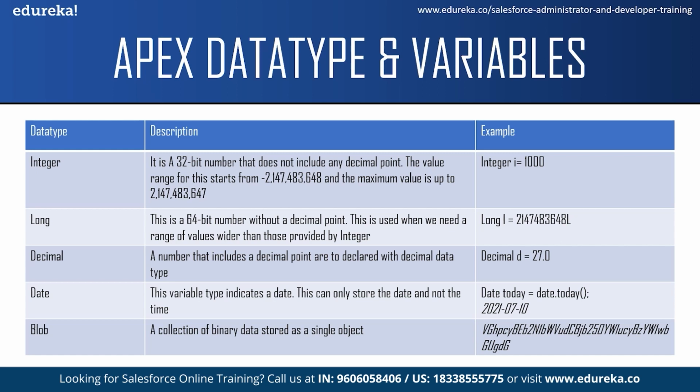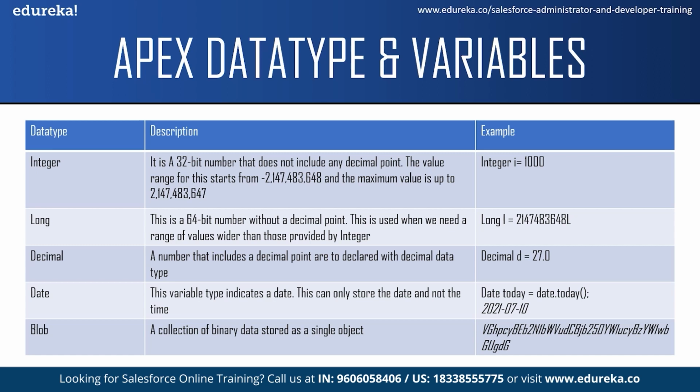By default, all the currency fields are automatically assigned to the type decimal. Also, if you want to add more numbers after the decimal point, you can use the double data type. Next we have the date data type. Now this variable data type indicates a date, but it can only store the date and not the time. Now if you want both the date and the time, we can use the datetime data type, which is a value that indicates a particular day and time.